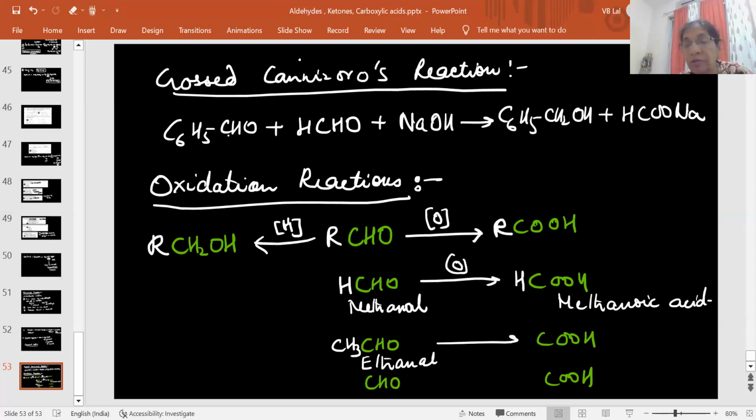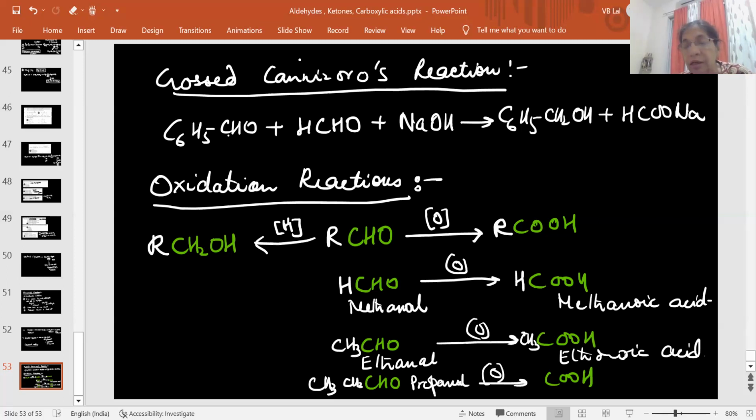Now if I write here CH3CHO, what will it become? Ethanal. And on oxidation, what will it give? Ethanoic acid. And if I make it CH3CH2CHO, what is it? Propanal. Then on oxidation, what will I get? Propanoic acid, C2H5COOH. So depending on your aldehyde, just look at the CHO group and change it into COOH, and that is the product.